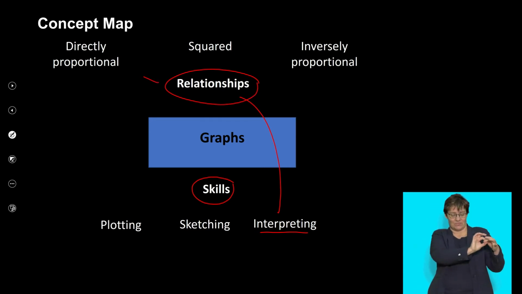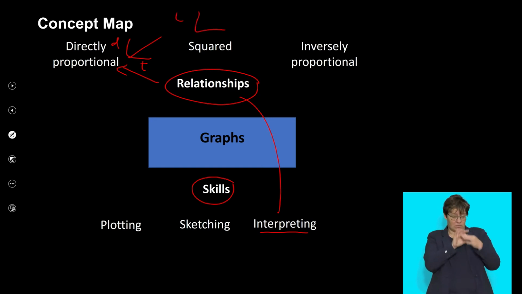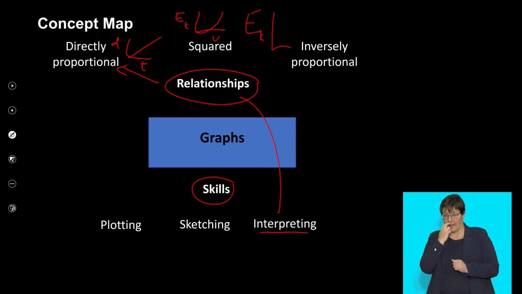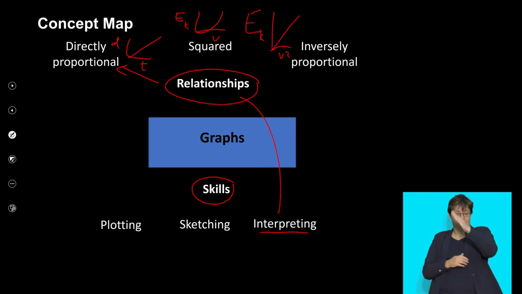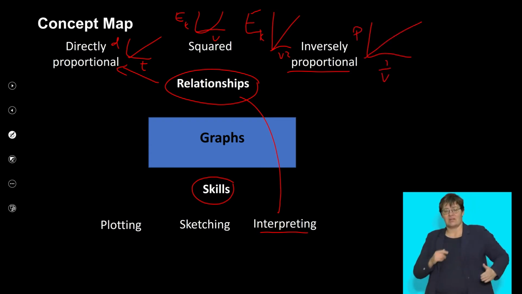Because the relationships that we've looked at: directly proportional, where the graph looks something like that, where this is going to be a value like distance, this one is time; the squared relationship, where we had kinetic energy against v, and that was what the graph looked like, and then we changed it. We said it's the kinetic energy, Ek, plotted against v squared, and we found that it was a straight line. And finally, the inverse relationship: we had pressure against 1 over volume, and that was a straight line that passed through the origin.